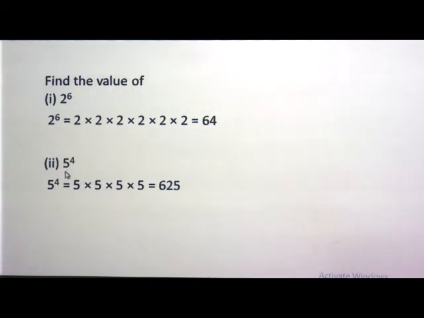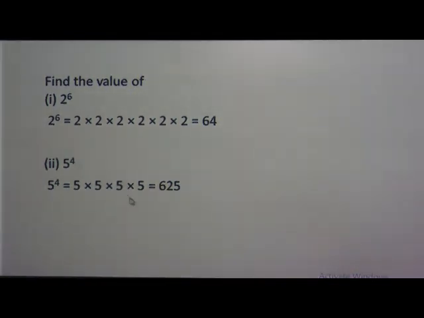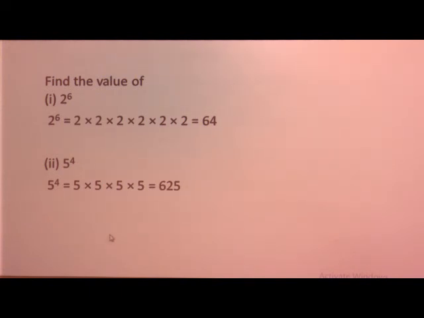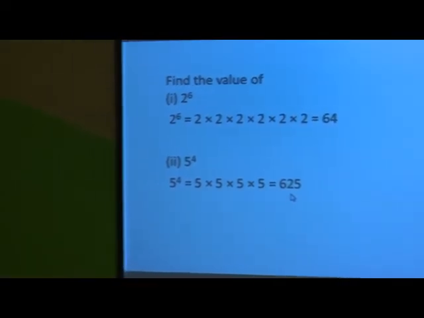Similarly, we can find the value of 5 raised to the power of 4. So, the base is 5. How many times will we multiply the base? 4 times. So, 5 multiplied by 5 multiplied by 5 multiplied by 5, 4 times. So, 5 5s are 25 and 5 5s are 25. So, 25 squared is 625. In this way we tried to find the values of the given powers, that is 5 raised to the power of 4 and 2 raised to the power of 6.